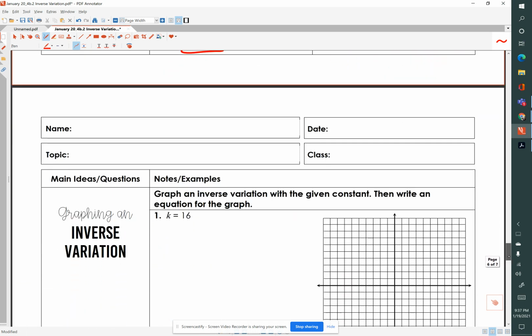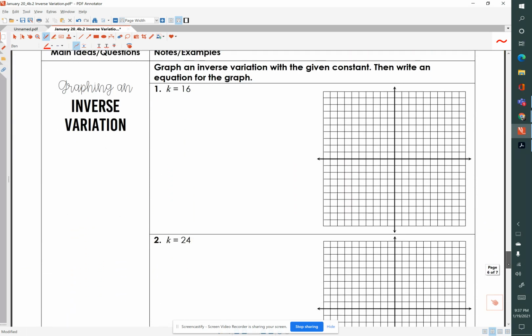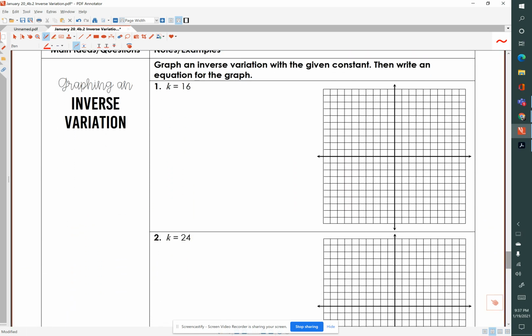So now let's work on the graphing. So let me tell you how we graph these inverse variation equations. We're told that k equals 16. So let's figure out some values. Remember, our equation will be y equals 16 over x. So we'll make a table of values that equal 16 when multiplied together.